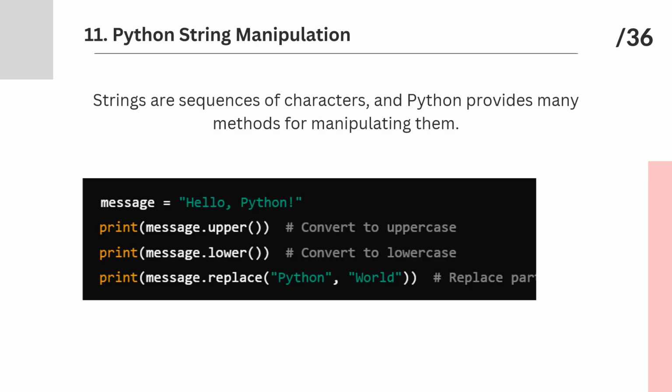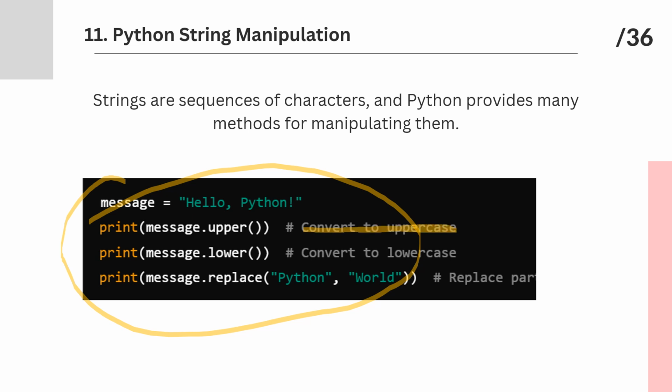Python string manipulation. Strings are sequences of characters, and Python provides many methods for manipulating them. So this is the example of string manipulation. If you want to convert to uppercase and convert to lowercase, you can write it like this: uppercase and lowercase.